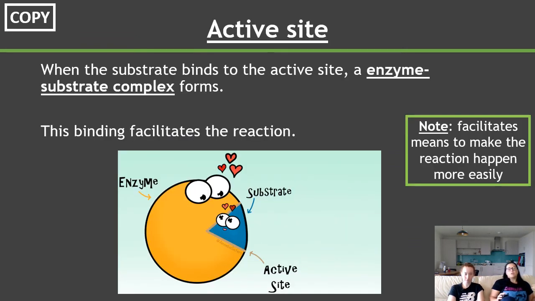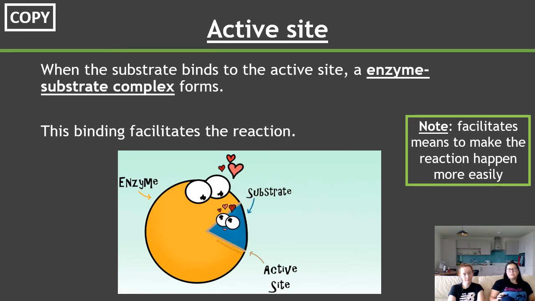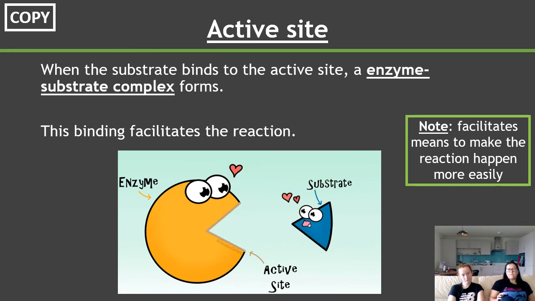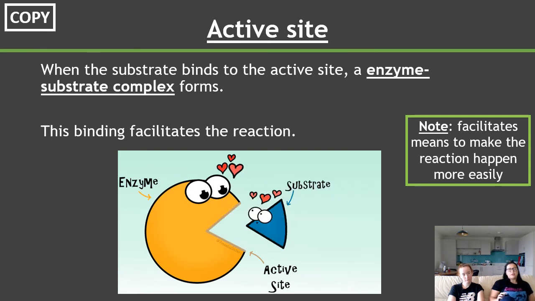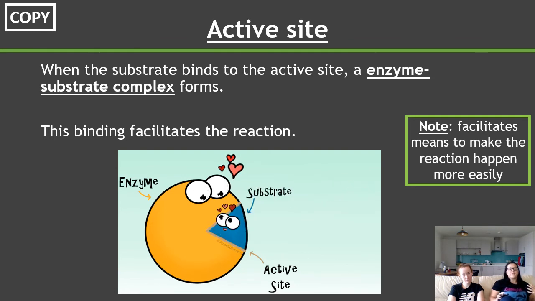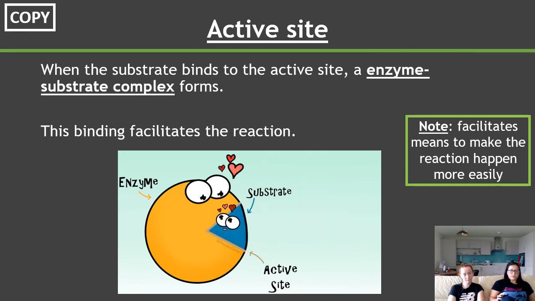Okay, so next step, say the substrate goes into the active site, the next thing that happens is an enzyme substrate complex forms. This is where the reaction is going to happen. This binding facilitates the reaction. That word facilitates means to make the reaction happen more easily. That is language that you might just need to get used to for the SQA.